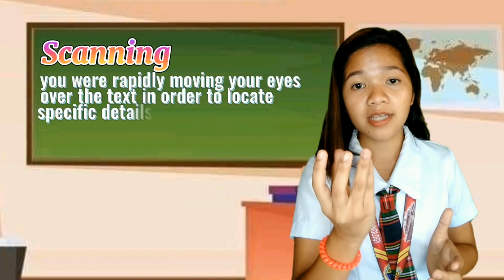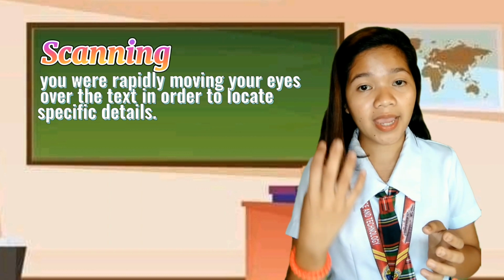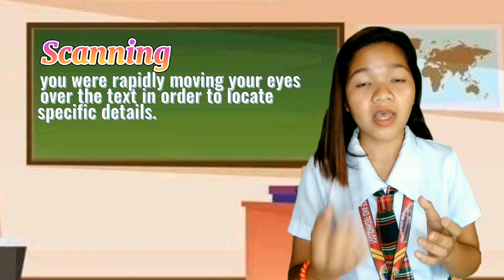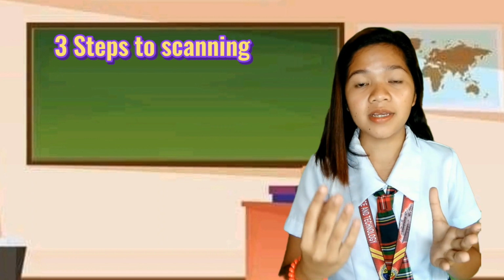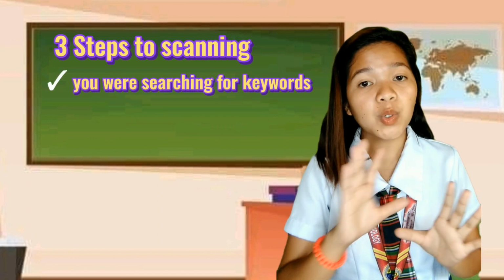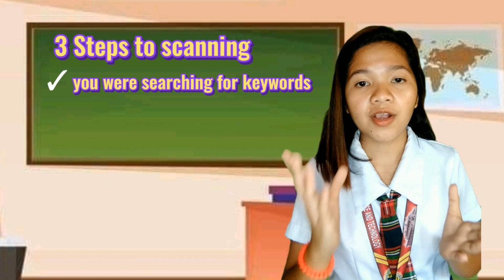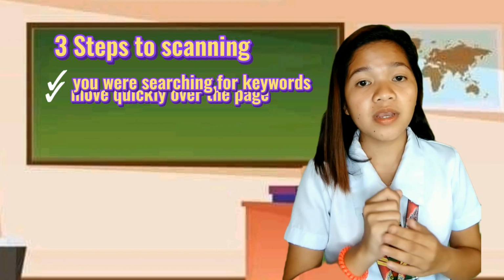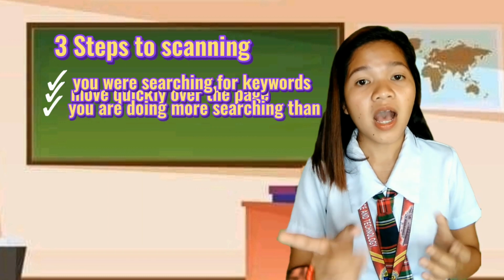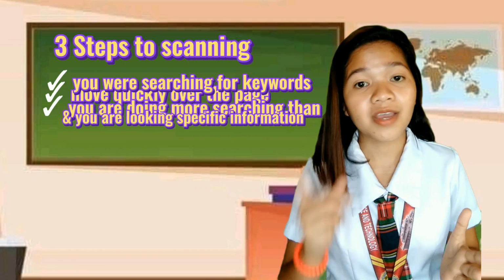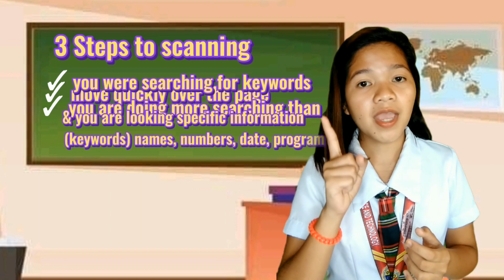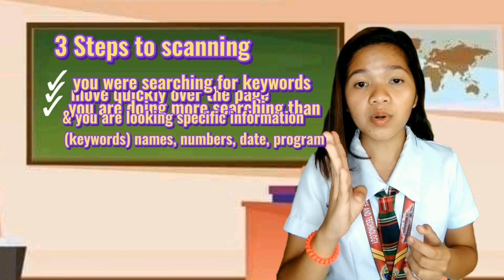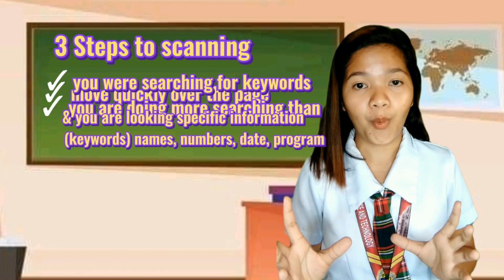Scanning is a little different than skimming. When you are scanning, you are rapidly moving your eyes over the text in order to locate specific details. There are three steps to scanning, including: 1. When you scan, you are searching for keywords. Move quickly over the page. You are doing more searching than reading, and you are looking for specific information such as names, dates, numbers, and what you are looking for.